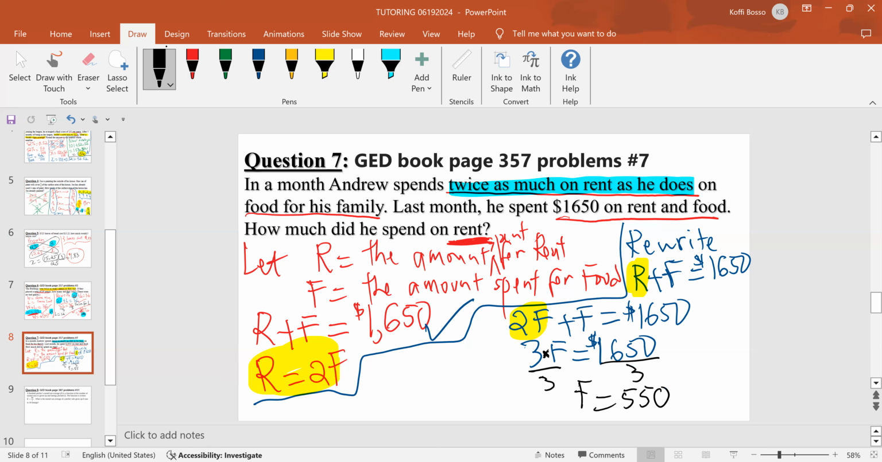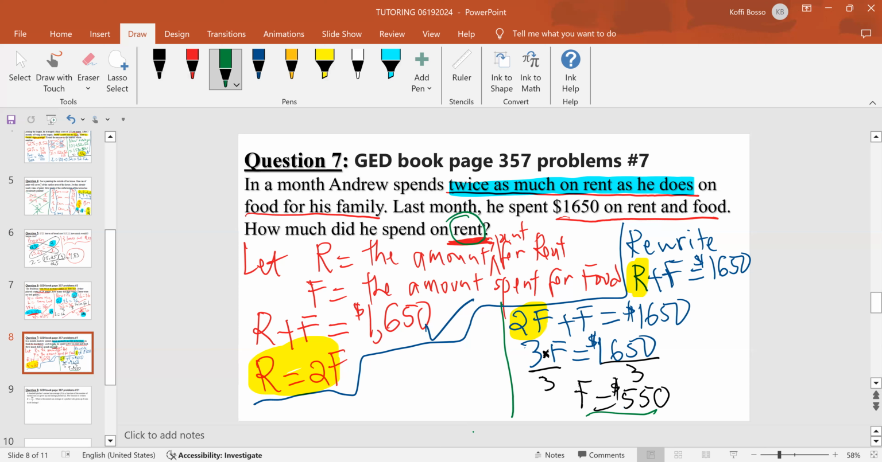$550. But this is not yet the answer to the question. This is F. We have to remember that F is food spent, and they're asking in the problem how much he spent on rent, not on food. So R, they want the answer for rent. So how do we find that rent?